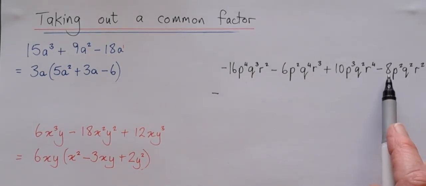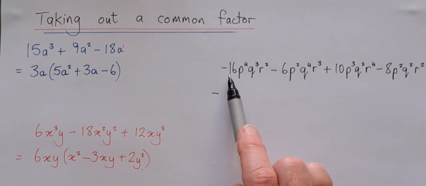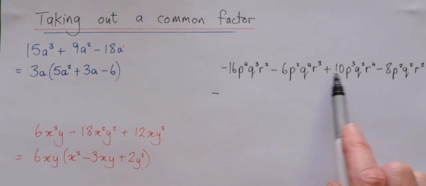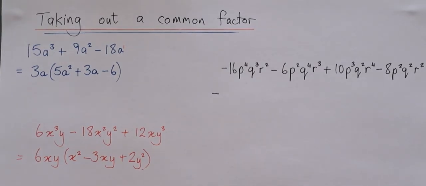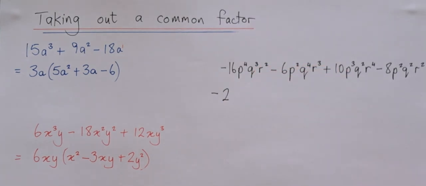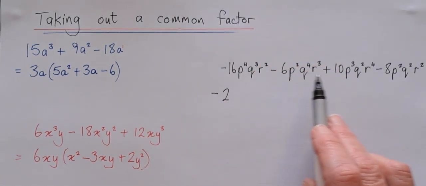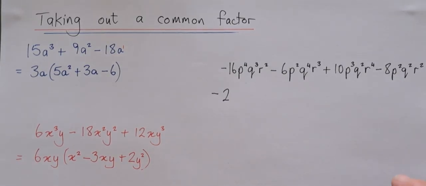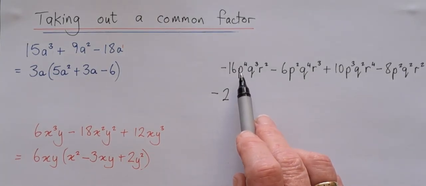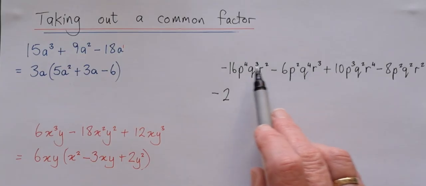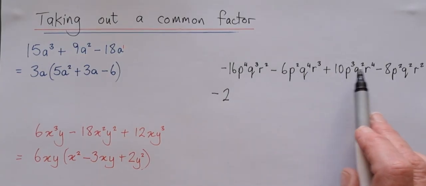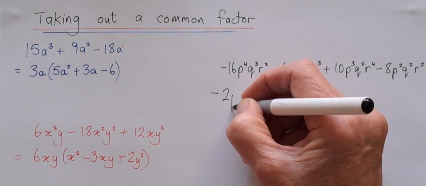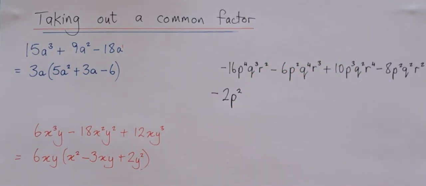6, 10, and 8. So 16 and 8 both belong to the 8 times table, but neither of these do. So if you look very carefully through all of them, the only factor that we can really take out is 2. Then I've got p to the 4, p squared, p cubed, p squared. So I'm looking for the highest common factor of the power of p, and the easiest way to do that is to look for the one that's got the lowest exponent. So I've got an exponent of 4, 2, 3, and 2. So I'm going to take out p to the power of 2, or p squared.